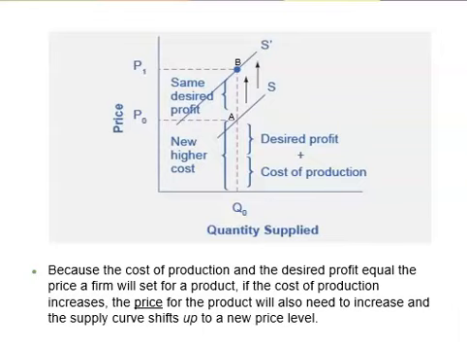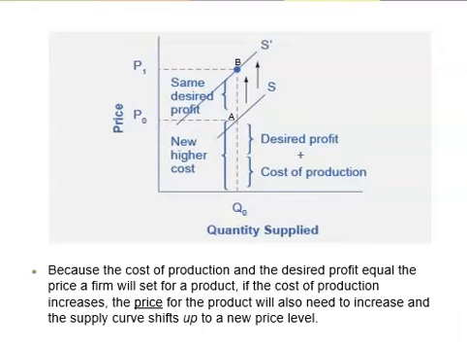Imagine that the production costs increase at every quantity level. Then the price must increase at every quantity level. That would lead to the whole supply curve shifting upward. The gap between the old supply curve and the new supply curve is the increase in the production cost.